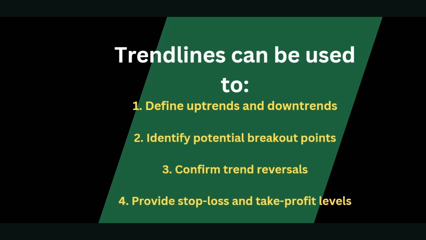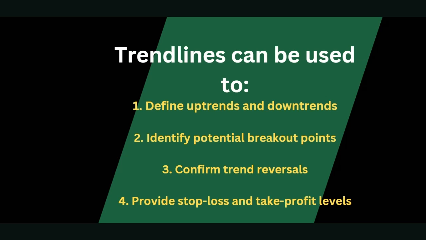Trendlines can be used to define uptrend and downtrend. What does it mean? We use trendlines to determine whether the market is buying or selling. Number two, identify potential breakout points. It simply means that trendlines help us understand whether the market is changing direction from buy to sell, or to sideways. Number three, confirm trend reversals.